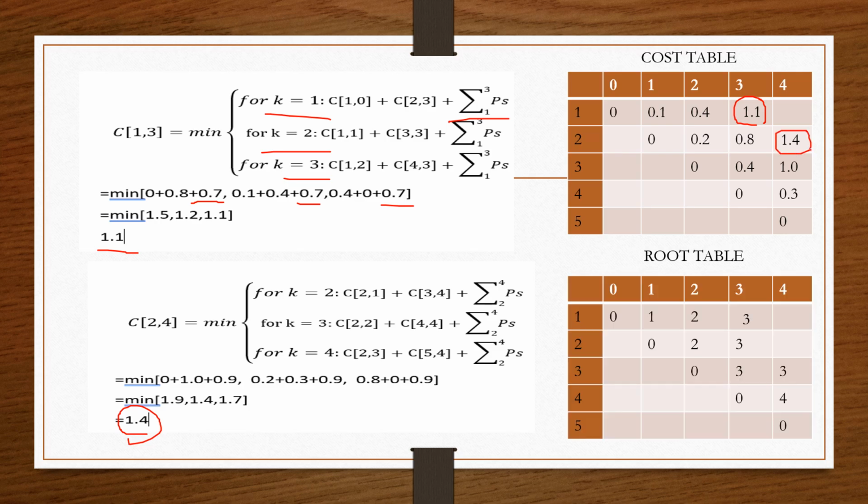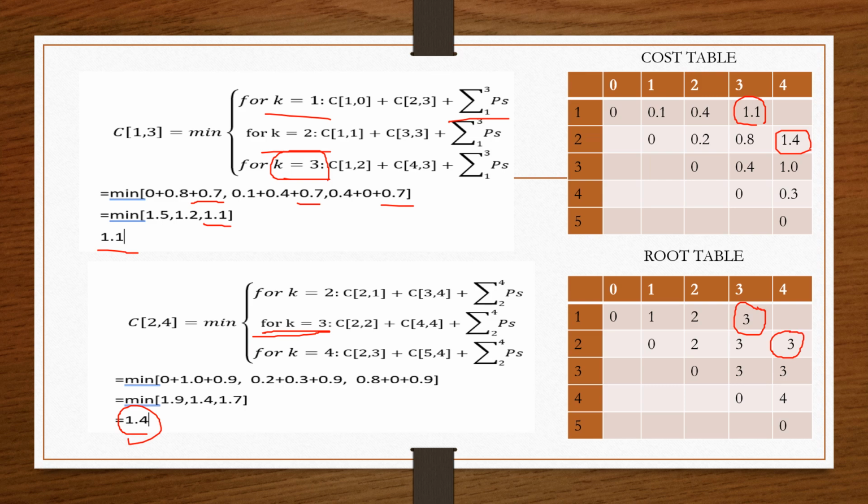When I got this 1.1, the k value is 3. That is why in the root table I am filling it as 3. In 1, 3 it is filled as 3. In 2, 4 the minimal value is 1.4 and it is obtained when k is 3. So that is the reason I am filling 3 here.